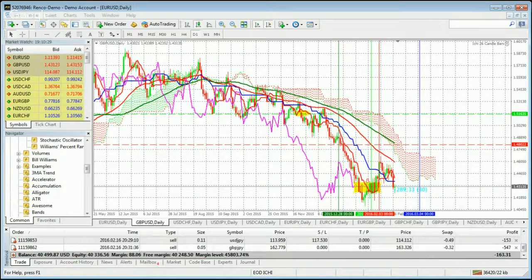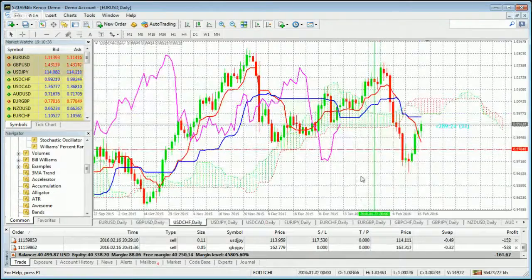Okay, so next chart. Here we've got the US franc. So it's the US dollar against the Swiss franc. Now this one, okay, we had a look at a little while ago. It kind of gave a signal, right? And that one was basically the Tenkan Kijun Sen cross that happened roughly over there.